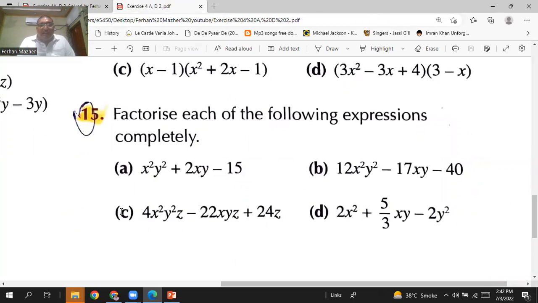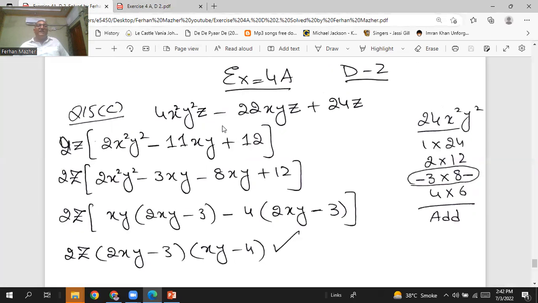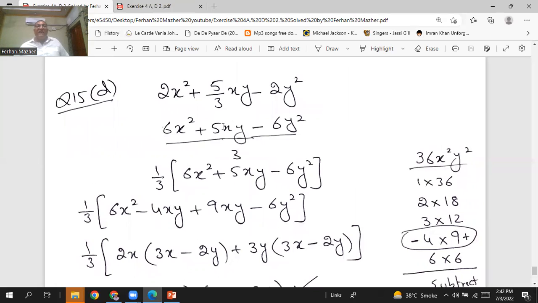Okay, so we are going on to the last question, the last part of this exercise 4A from the D2 New Syllabus Mathematics 7th edition. The D part: 2x squared plus 5xy minus 2y squared divided by 3. Well, the methodology is very simple. Here you got a fraction, so first of all, I will get rid of that fraction. The easiest method is to take the LCM.